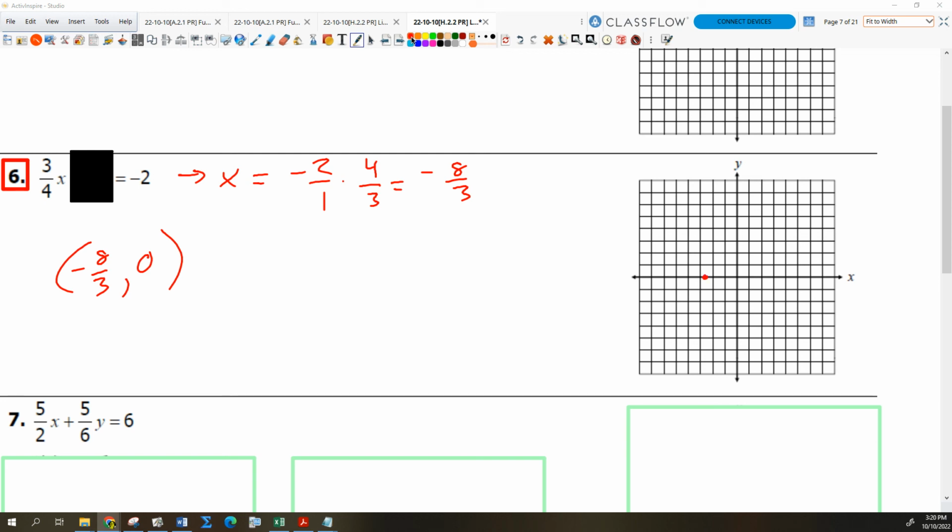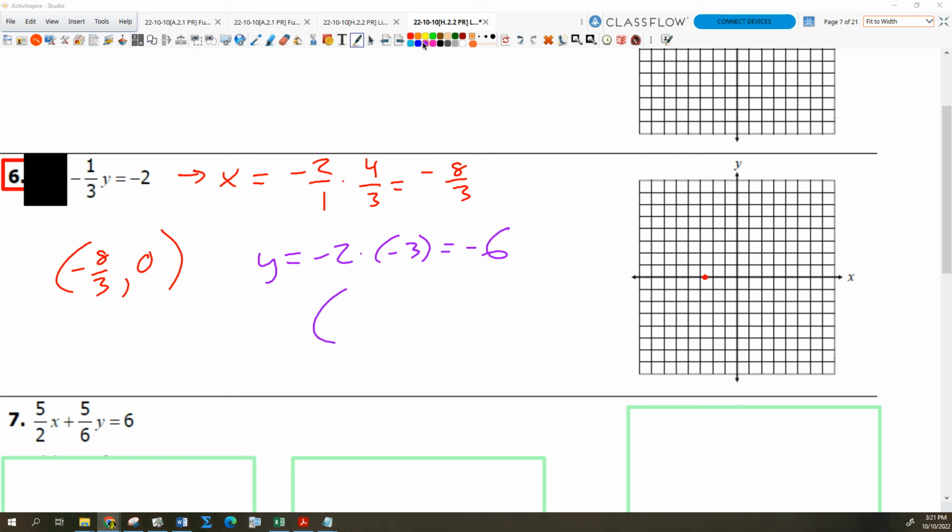To find the y-intercept, I'm going to set the x term equal to 0. Negative 1/3 y equals negative 2. So what's y going to equal? What do I have to do to undo multiplying by negative 1/3? Multiply by the reciprocal, which is negative 3. So y is going to equal negative 2 times negative 3, which is negative 6, right? So I get the ordered pair (0, 6), you're right, positive 6. Negative times negative is positive, you're right. Okay, so (0, 6) is right there.